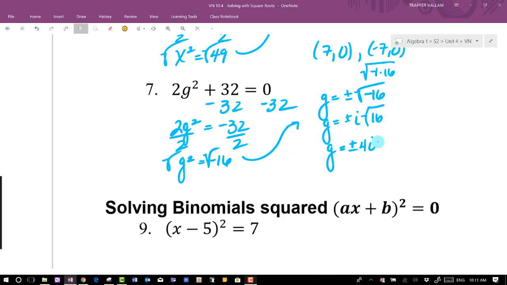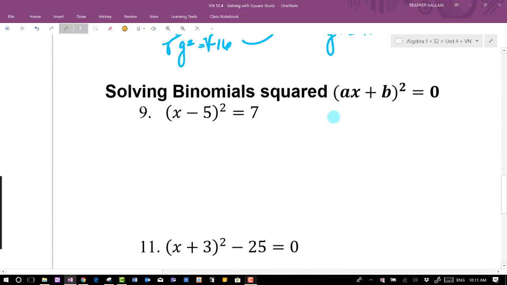What does that mean? It means it's an imaginary number. It means it actually doesn't intersect the x-axis, but we'll talk more about that later. All right, let's look at one other type of example.